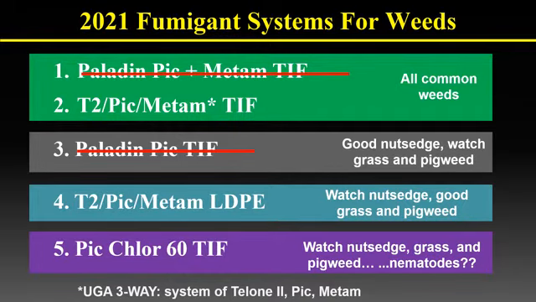When we lost Paladin, we were really down to three alternatives. We have Telone II, chloropicrin, and Metam, either under TIF or LDPE mulch. And then we really have Pic-Clor 60 under TIF mulch, which I'll expand on as we go through the presentation.